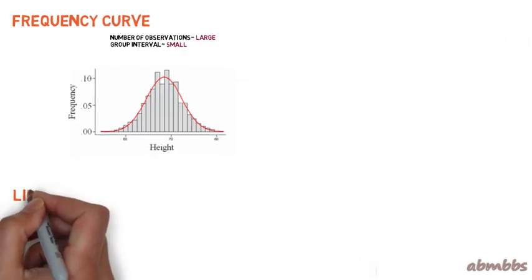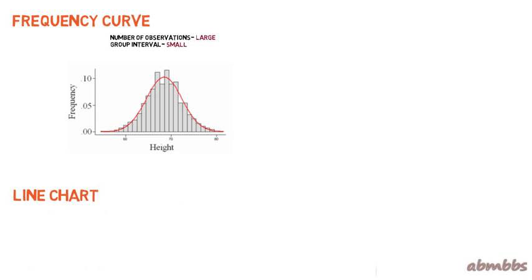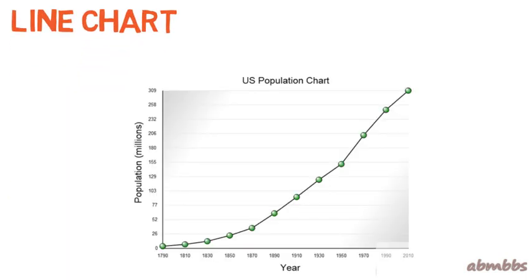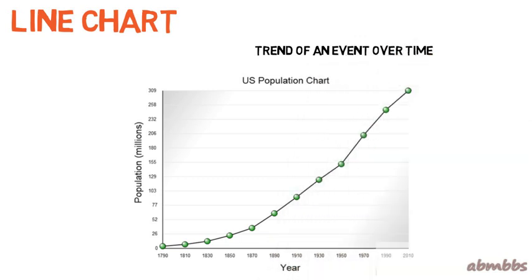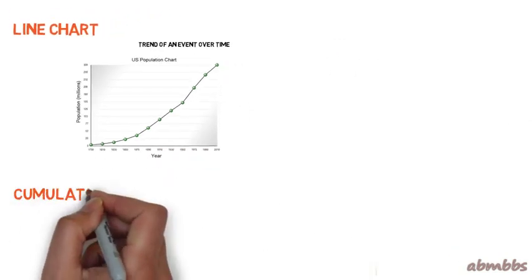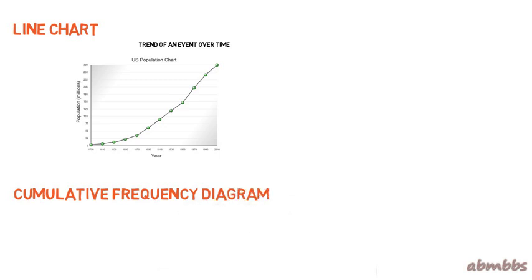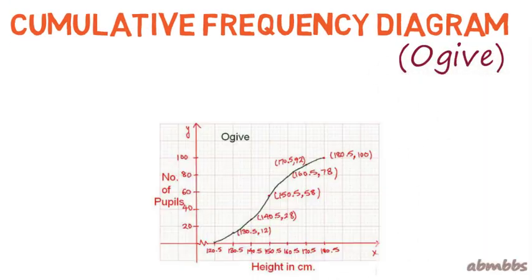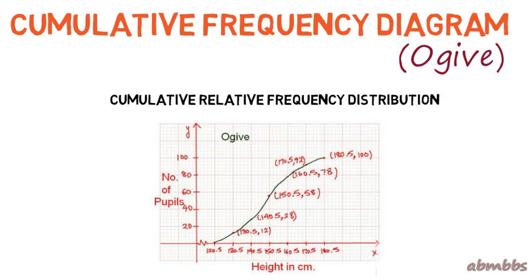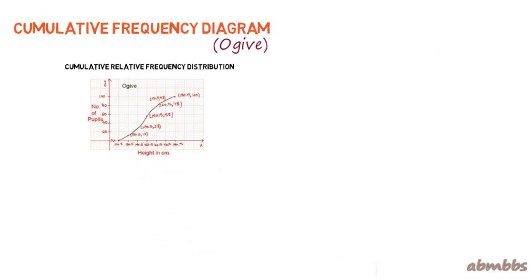Next is a line chart. It is also known as a line graph. It shows a trend of an event over time. Next is cumulative frequency diagram. It is also called ogive. It is a graph of cumulative relative frequency distribution.